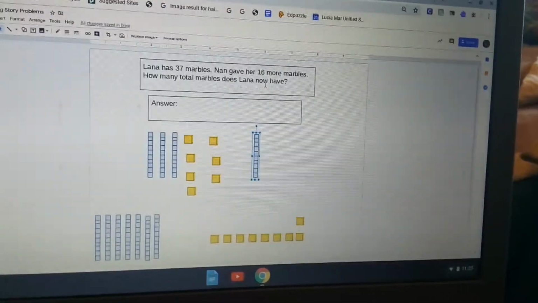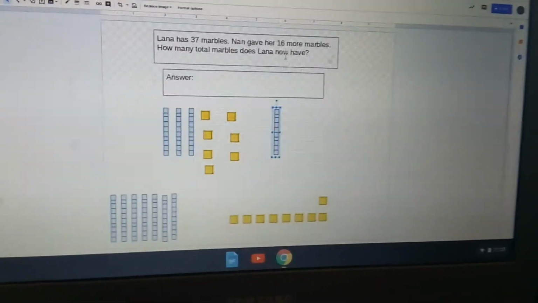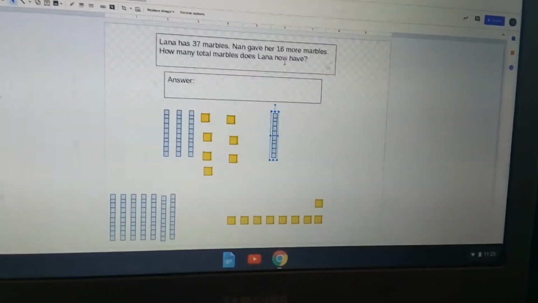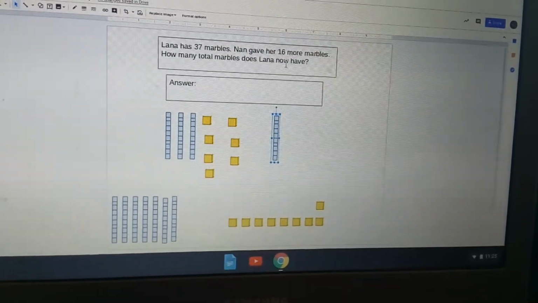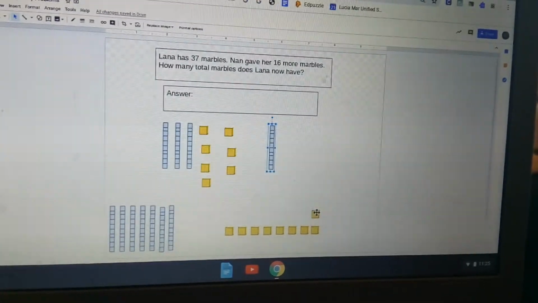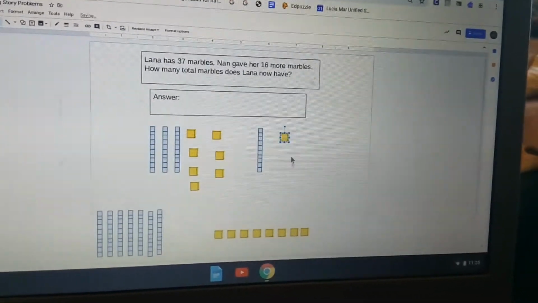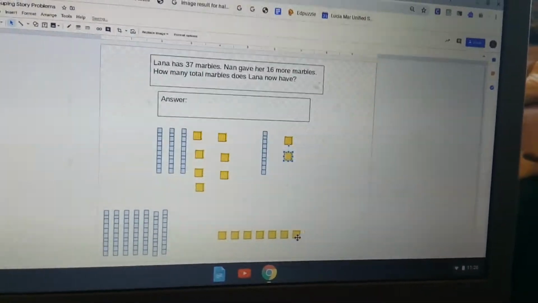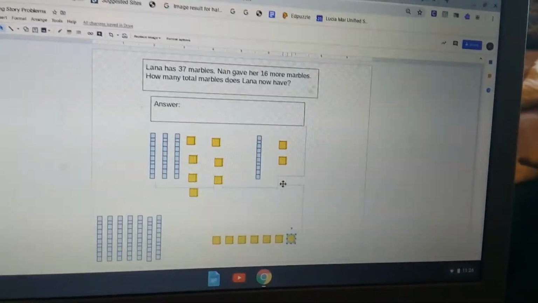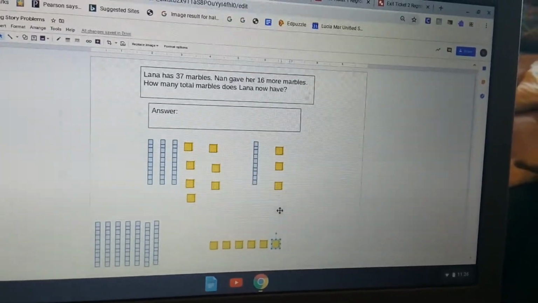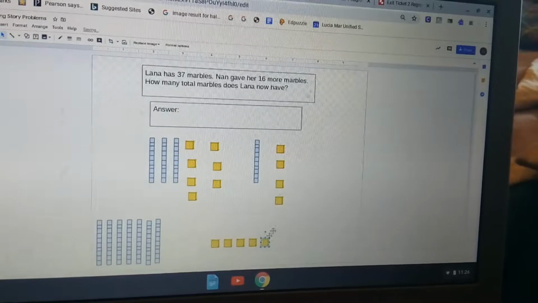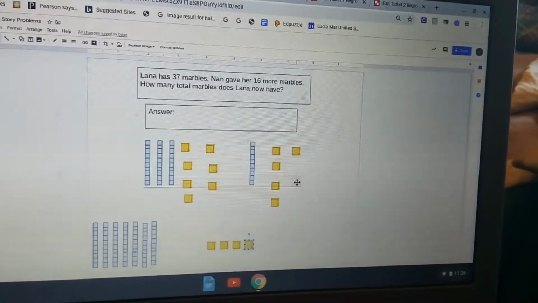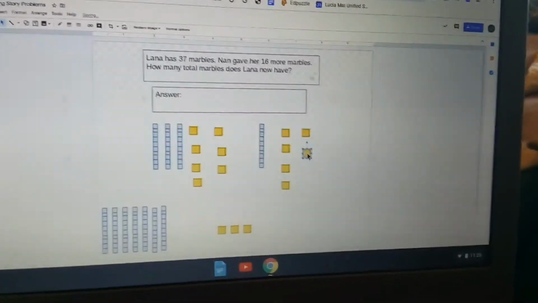Looking at the ones place in 16, how many ones units do I need to pull up? Type it again in the side. That's right, 6. Let's count that. Ready? 1, 2, 3, 4, 5, 6. Now we are ready to regroup.